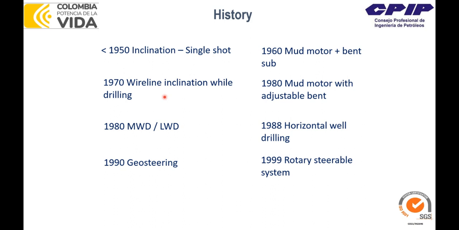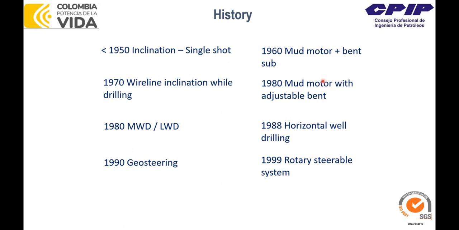So in 1960 we had the first mud motor with the bent sub, which means by changing this bent sub we can adjust different dogleg severity for the motor and try to steer the well in the desired direction. In 1970 they had a wireline inclination while drilling, which was still wireline based, but already, I would say, the grandfather of the MWD we have right now. In the 1980s we have the mud motor with the adjustable bend, which is closer to what we have right now. It was the same principle of the mud motor as in steering, rotary and sliding mode.